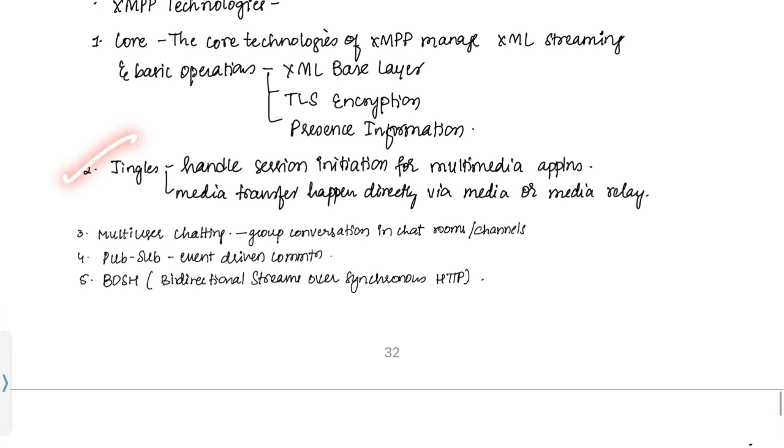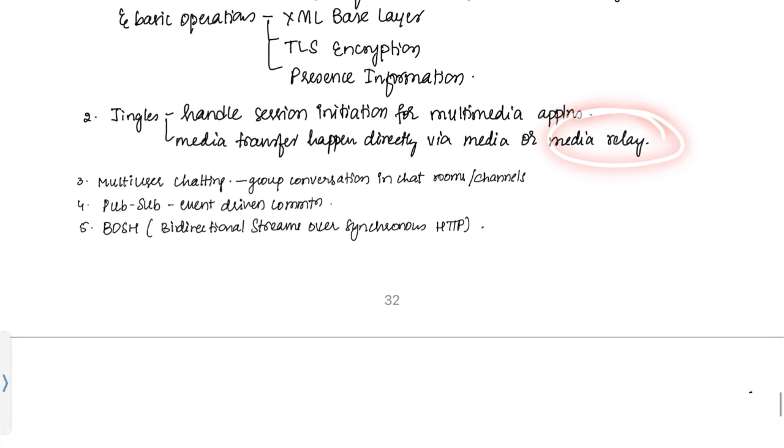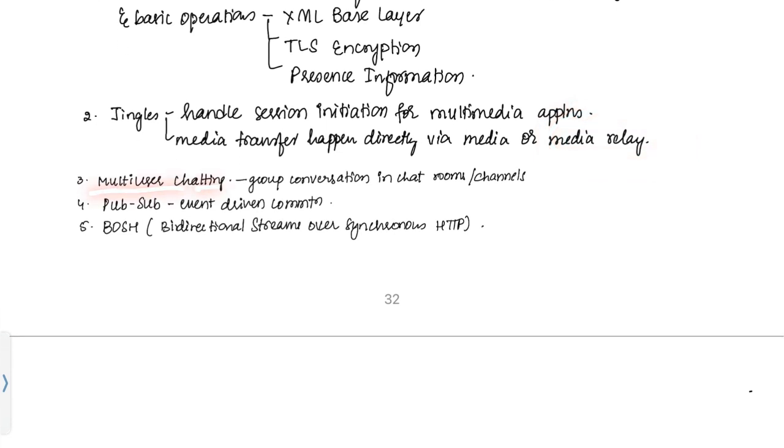Then we have Jingle. Jingle will handle the session initiation for multimedia applications. It could be voice, video, file transfer and so on. Media transfer happens directly or via a media relay, so it could be between the clients, that is peer to peer, or via the media relay. Then multi-user chatting. By making use of this protocol, it will enable group conversations in chat rooms or channels. This will offer robust control features, like a moderator and user banning and all that stuff. These are the features which are present for multi-user chatting.